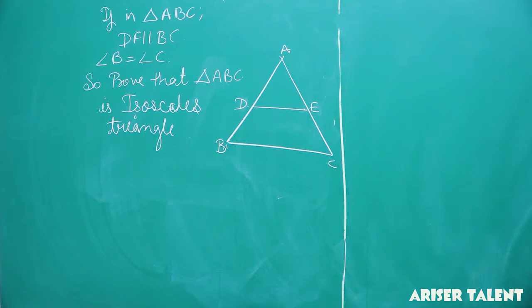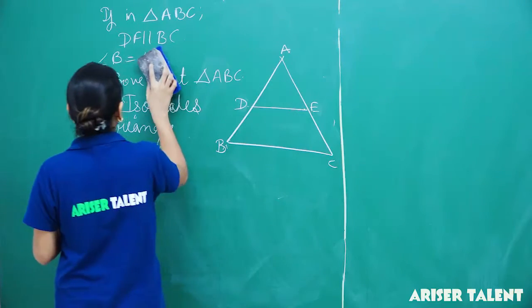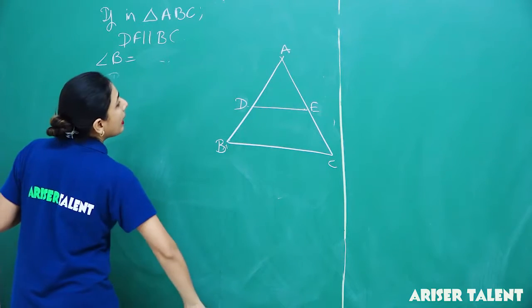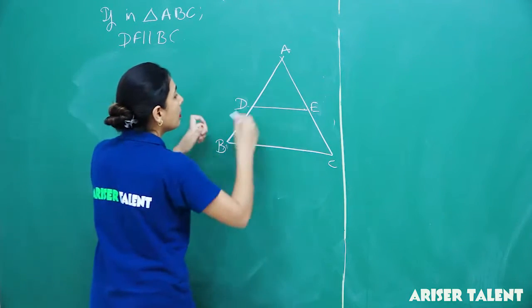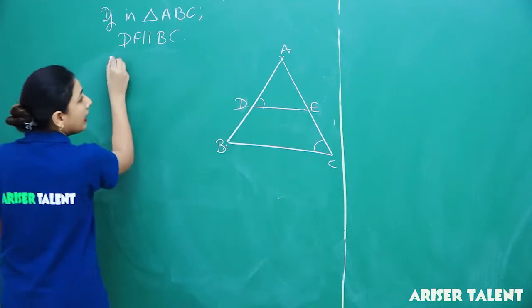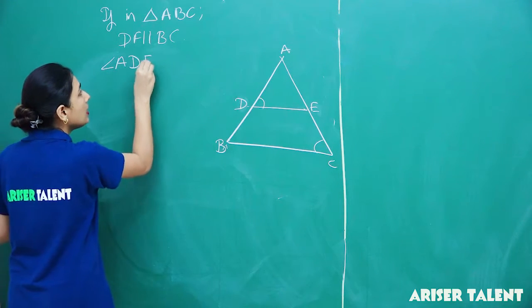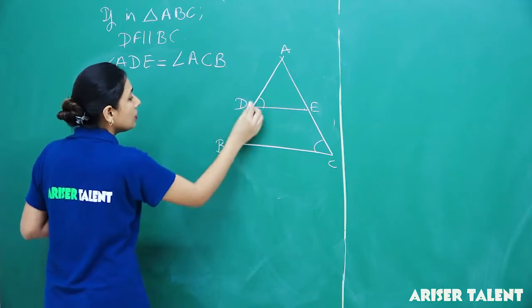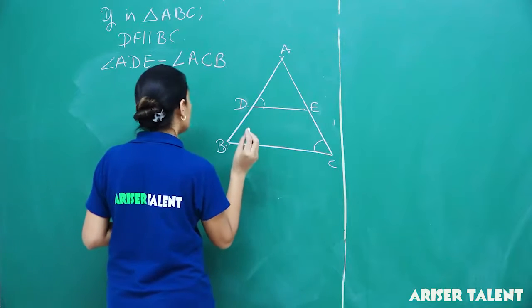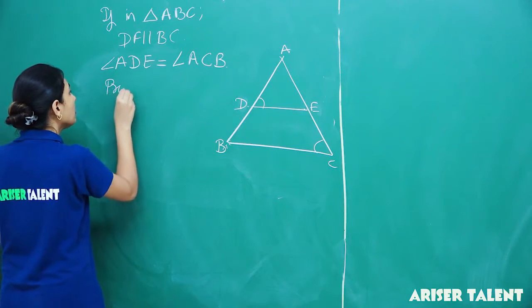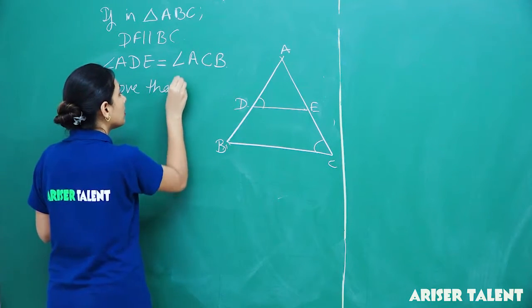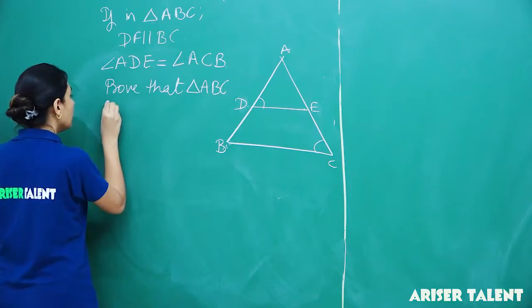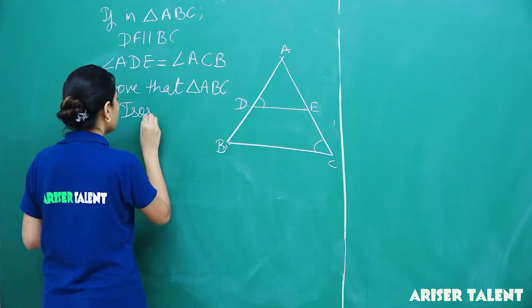You haven't been given angle B equals angle C, you have just been given that this angle is equal to this angle. Okay, angle ADE is equal to angle ACB. So this angle is equal to this angle. Now you have to prove that triangle ABC is isosceles.